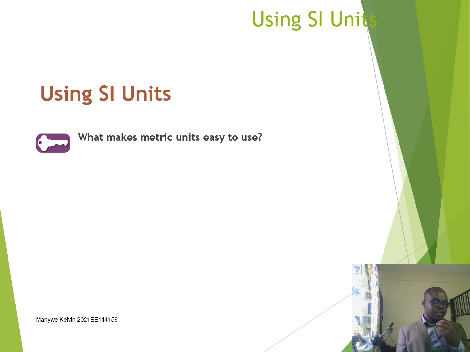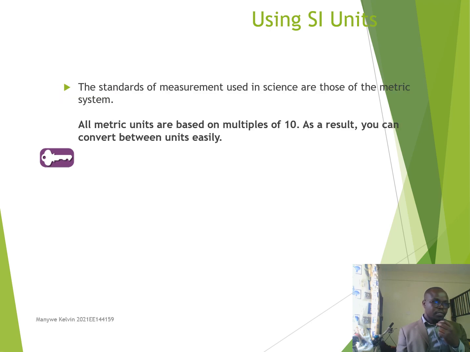Then there's another concept called the metric system of units. This one you have heard before, and you want to understand why it's very easy to use. The standard measurements used in science are those of the metric system. All metric units are based on multiples of 10. As a result, you can convert between them easily.